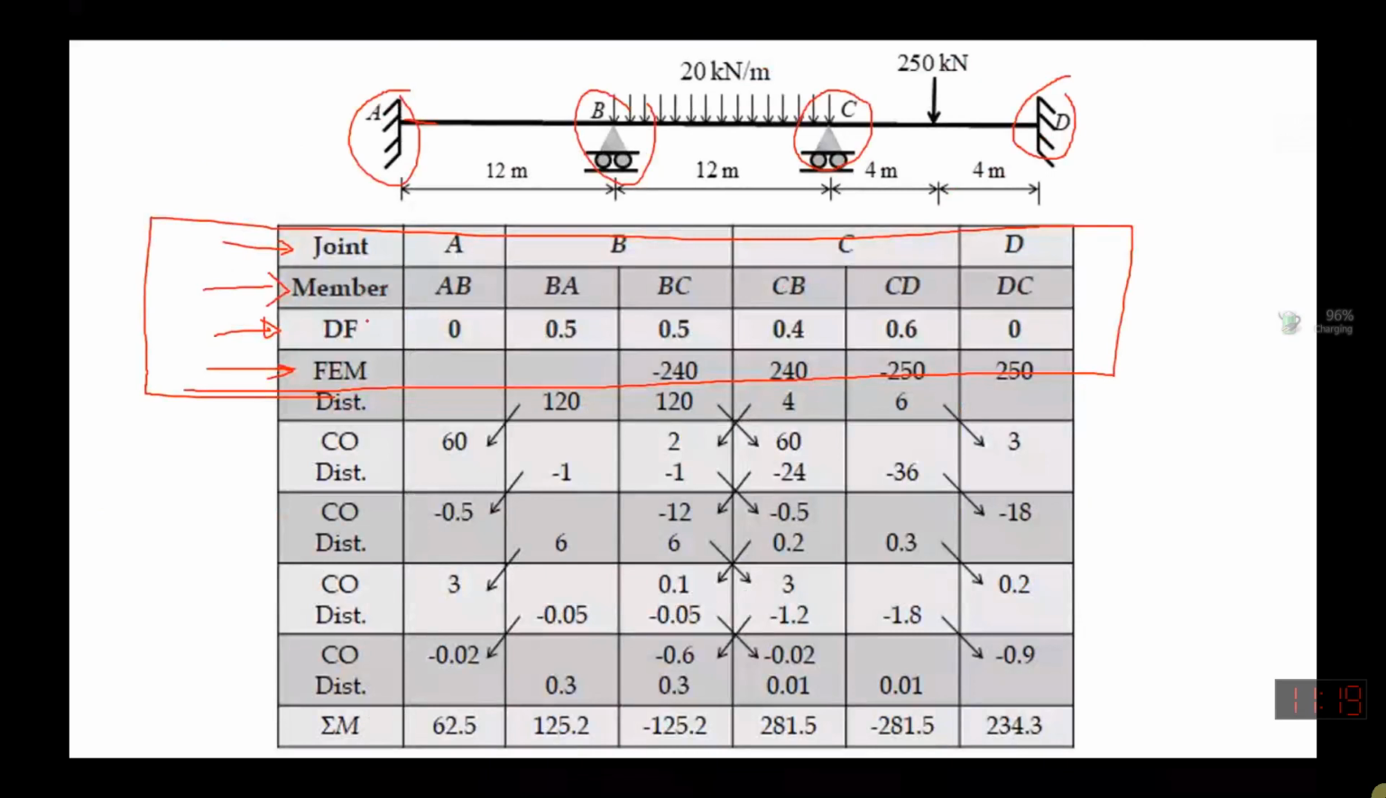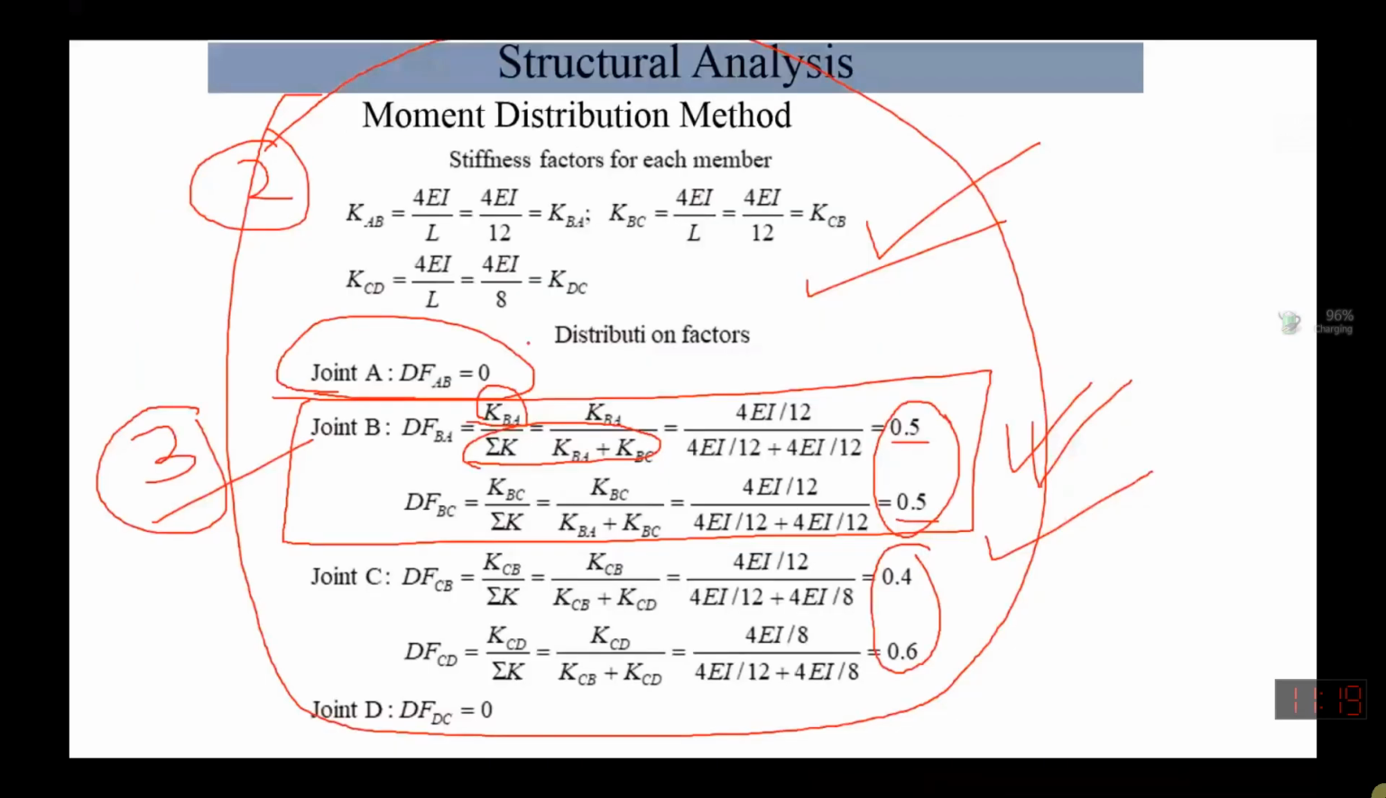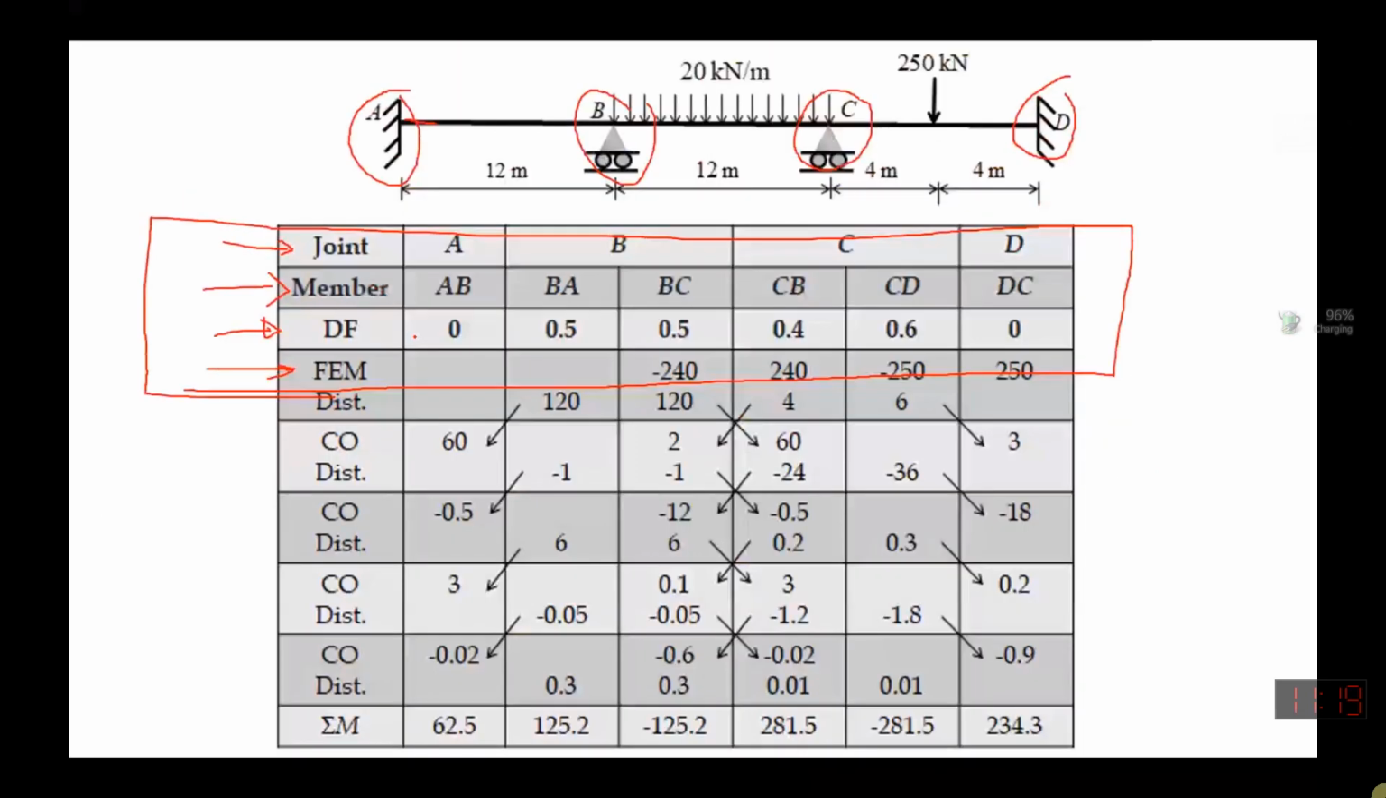You have calculated them. Distribution factor for AB is equal to 0, so you put it here as 0. For this one, 0.5 and 0.5. For this one, 0.4 and 0.6. And then the last one is also 0.